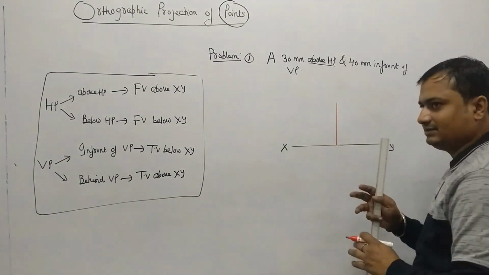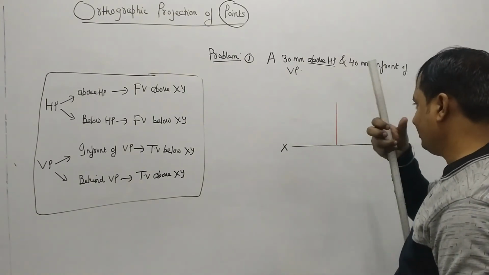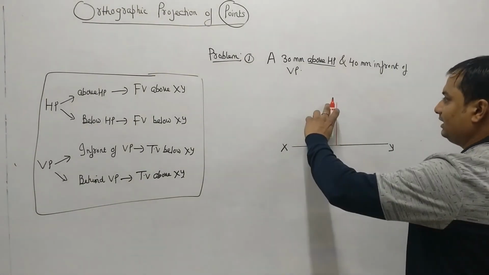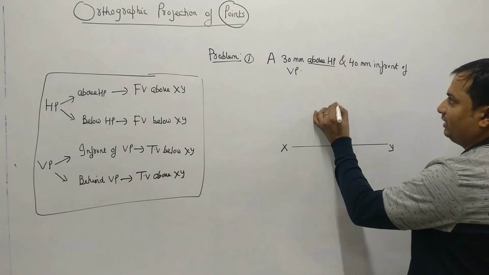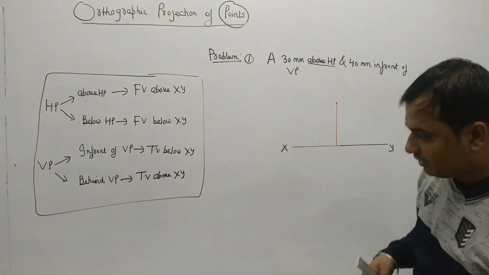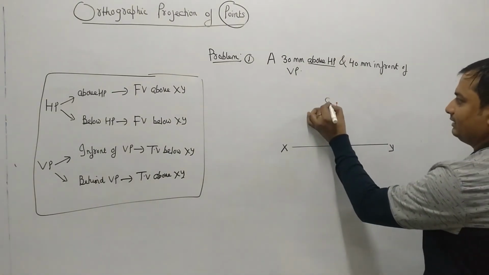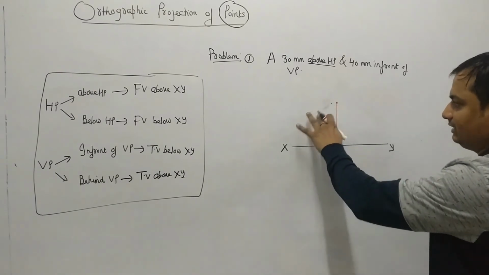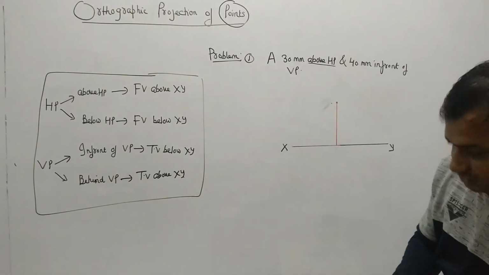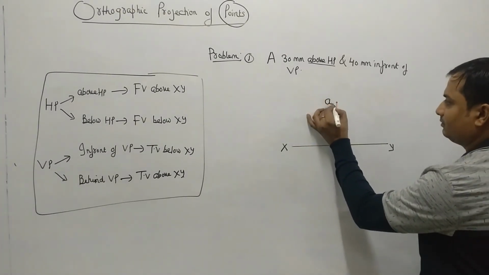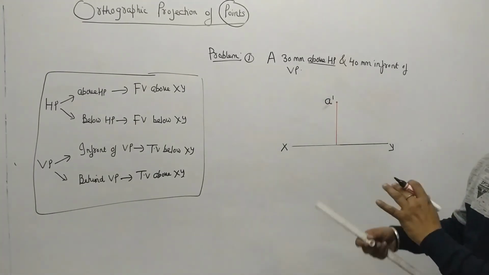Again, I am not taking the exact measurement. This is just a rough measurement. Okay, this is 30 mm. So this point will be my front view, and I will be representing it as A dash. So this point will be named as A dash. So this is my front view.